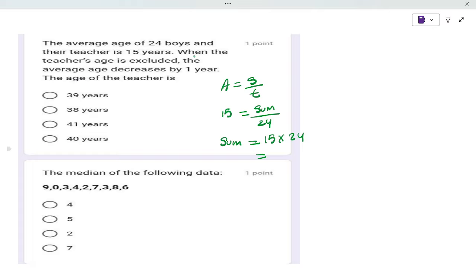But let's read the question once more. When the teacher's age is excluded, the average age decreases by 1 year. Oh yes, the teacher is included. So 24 plus 1 will give us 25. So this is 25.